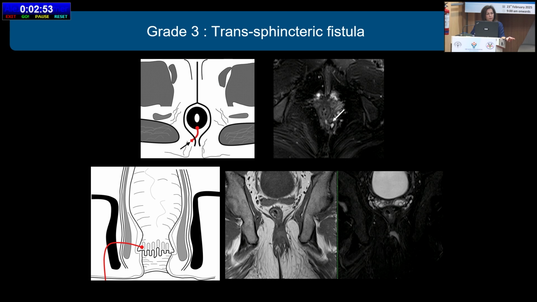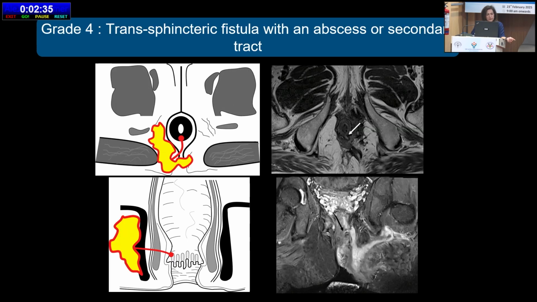Grade 3 and 4 are transsphincteric. If you have a simple transsphincteric, that means you can see it has transgressed the external sphincter. It's come into the ischioanal fossa, but there are no ramifications, no abscess. So this is your grade 3. If it's a transsphincteric with an abscess, like you can see here, this is transsphincteric, internal opening seen in the 5 o'clock axis, but this does have ramifications. There are small pockets of collection. So this will go into your grade 4.